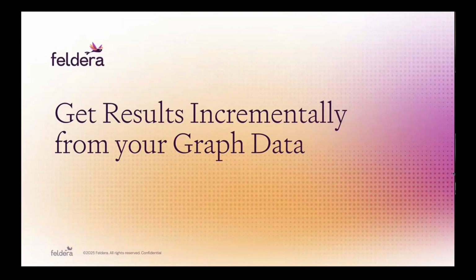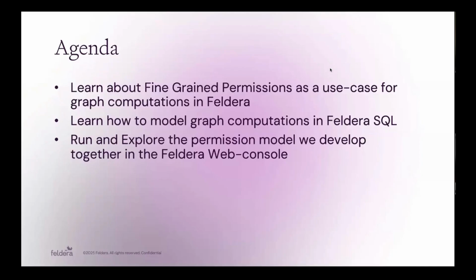So what are we going to do today? We're going to talk about three things. First, we're going to look at how to process graph data in Feldera with a use case that is a fine-grained permission system. We're going to learn about this use case. And then we're going to see how we can model this use case in Feldera. And finally, we'll run and explore this permission model that we're going to build together in the Feldera Web Console. So that's the key part, right?